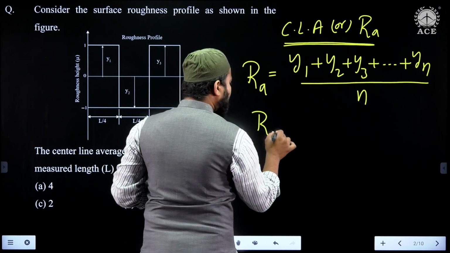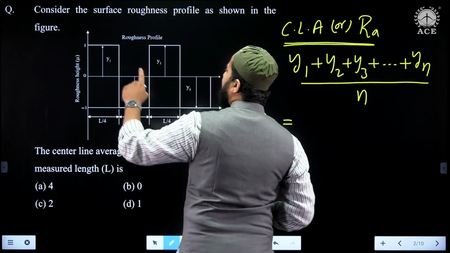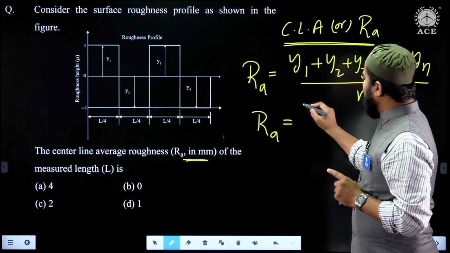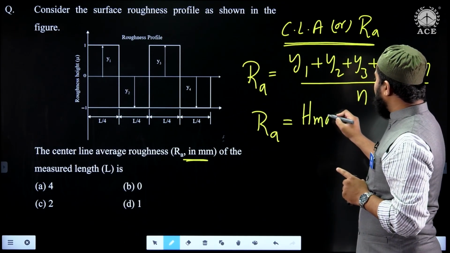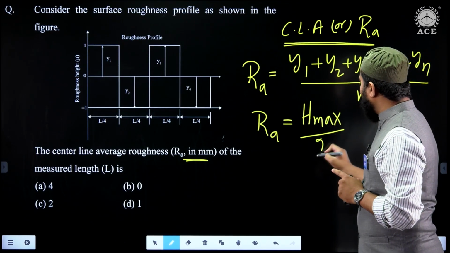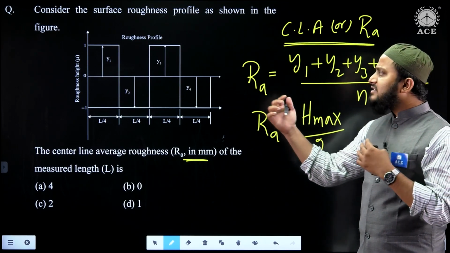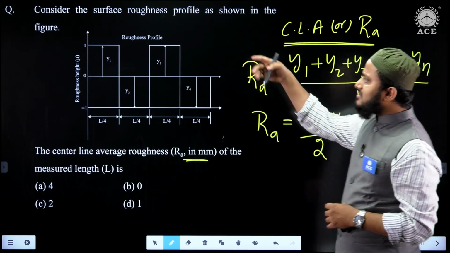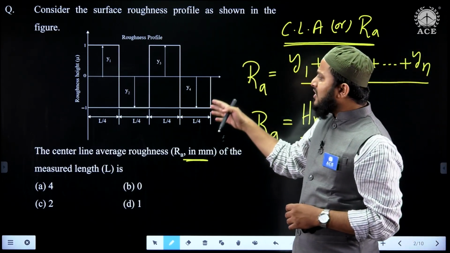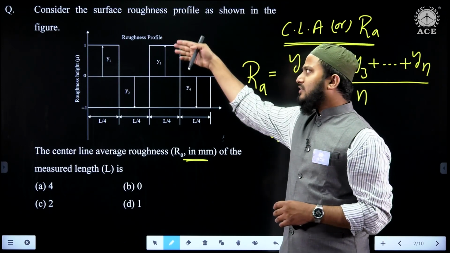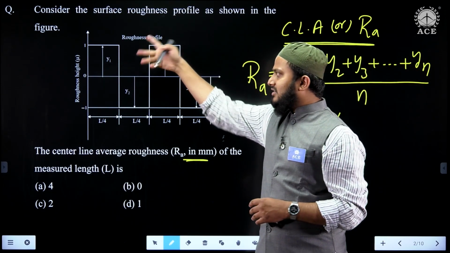Whereas one more approach is, Ra is also equal to, whenever we have a rectangular or square texture, then the central line average value is H max by 2. Whereas H max represents the maximum peak to valley height, the distance between the highest peak and the deepest valley. Here it is a rectangular texture, so anyhow it will be the same value at a peak and also a valley.